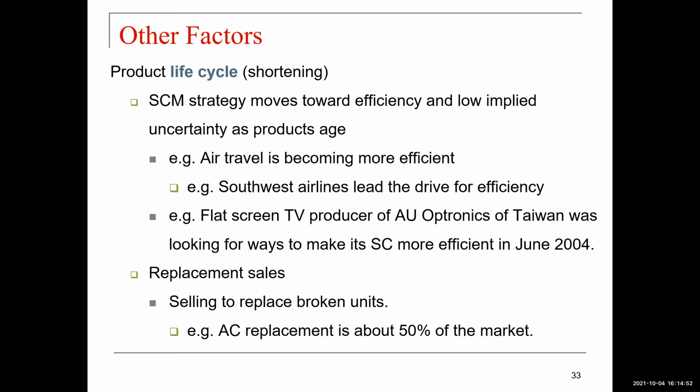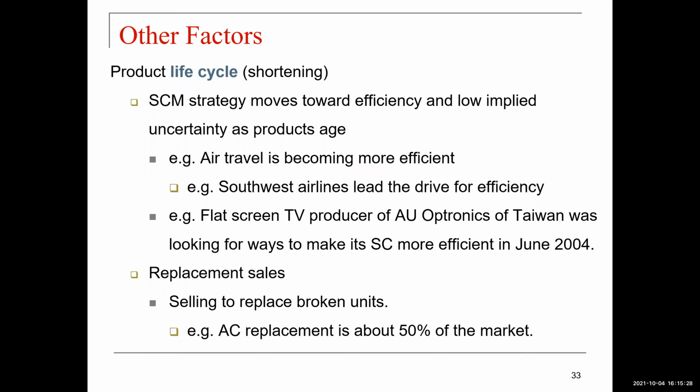Other factors: the product life cycle. If you have a product that is a technology that at some point is going to be replaced, you have to think about those things too. So with the life cycle, supply chain management strategy moves toward efficiency and low implied uncertainty as products age. For example, air travel is becoming more efficient. Southwest Airlines led the drive for efficiency. So now we have more companies that are following their strategy.